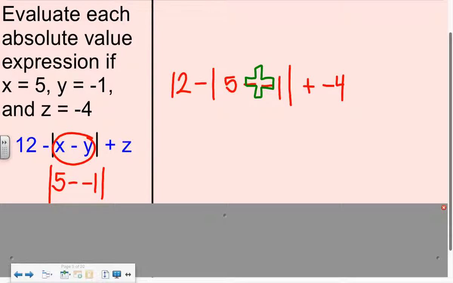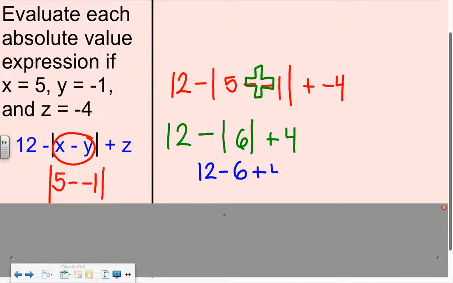So I'll work inside my parentheses first, or inside my absolute value. 5 and 1 makes 6. If I take the absolute value of 6, I get 6. And then we just have to do PEMDAS from left to right, adding and subtracting from left to right. So 12 minus 6 is 6. 6 plus 4 is 10.